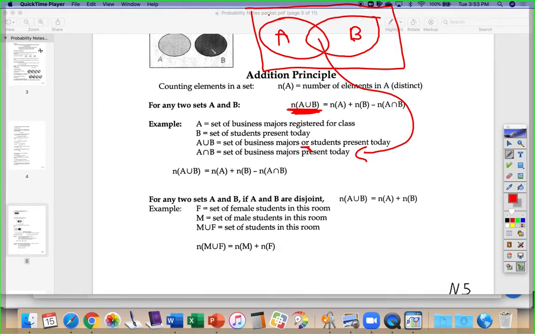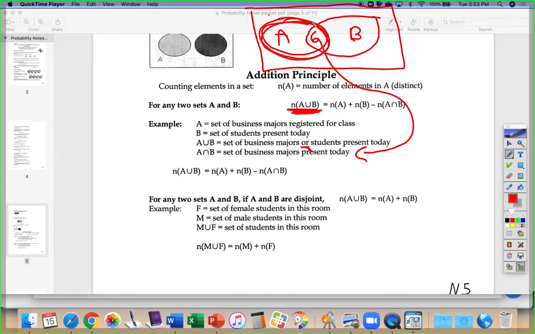So let's say the A circle, this whole circle, is 12 people. This whole B circle is 9 people, but 6 people went to class today, right? 6 people went to class. What happens is these 6 people get counted twice, because they are a member of the 9 people in total who went to class today, and they are a member of this group of people who were registered for the class.